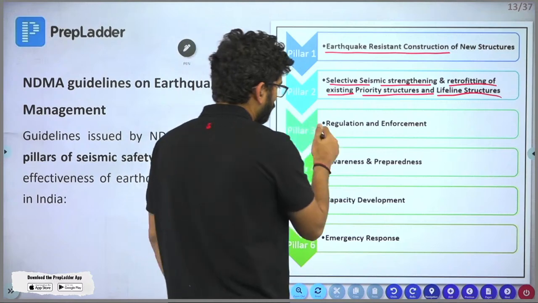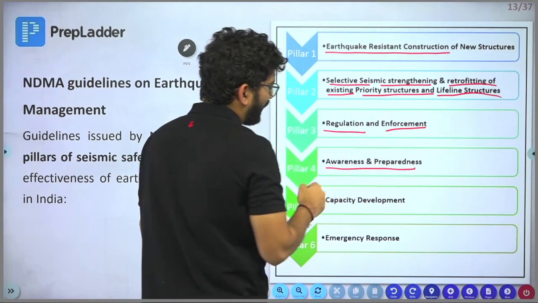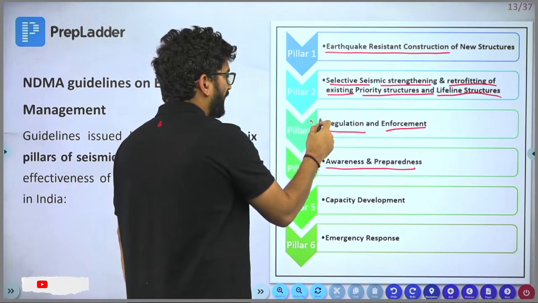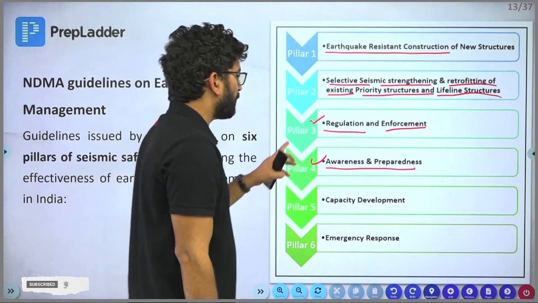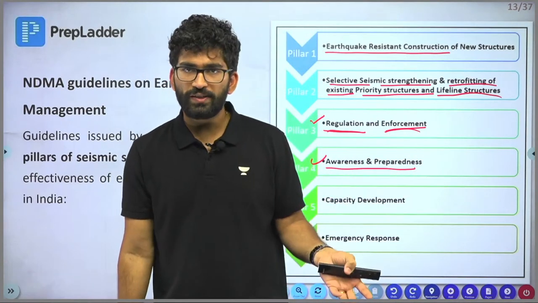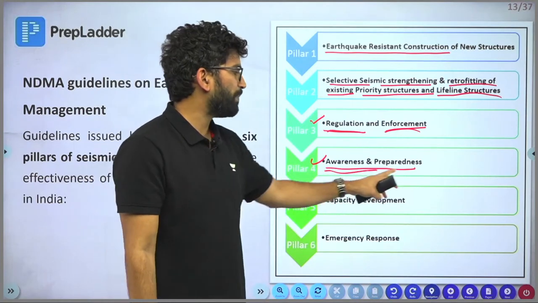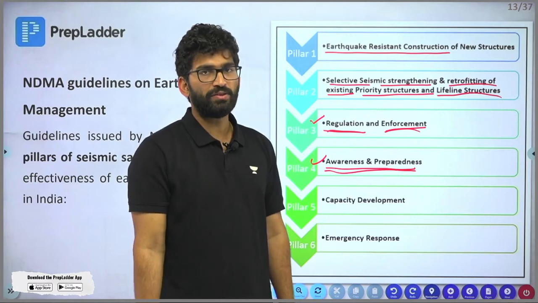Pillar 3, regulation and enforcement. Pillar 4 is awareness and preparedness. Now, you may feel that these are common measures which are already suggested. But then, pillar 3, regulation and enforcement, is on the part of the authorities. While awareness and preparedness is on the part of people, the community who are living in that given region.